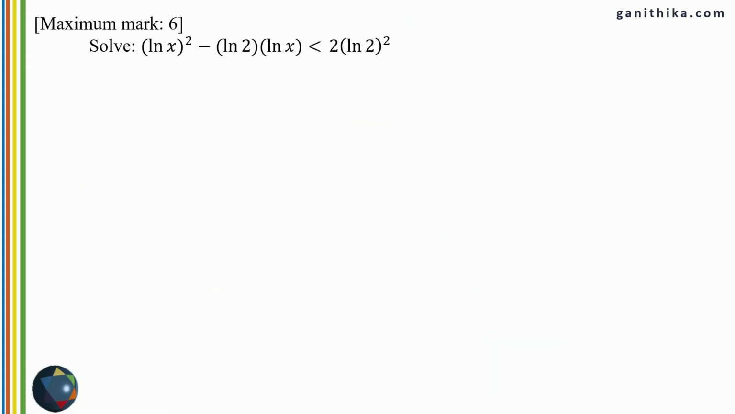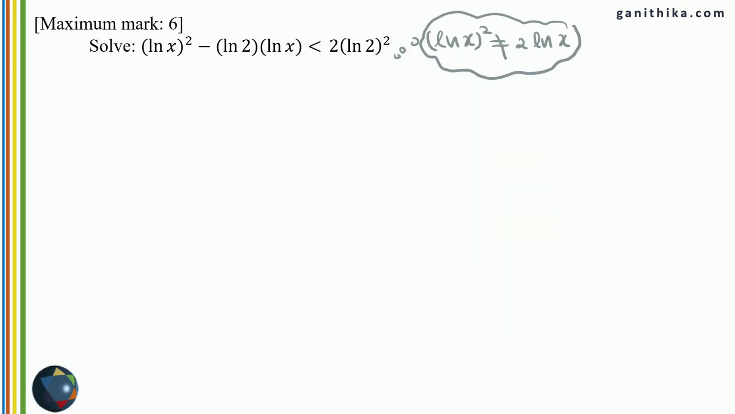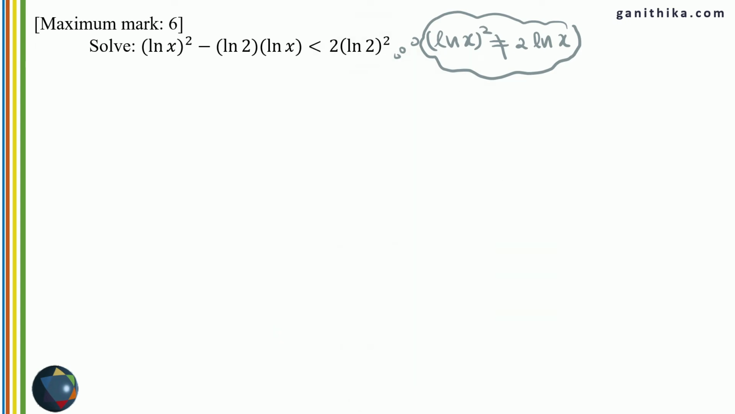Solve ln x the whole square. Be careful. Ln x the whole square is not equal to 2 ln x, because it's the whole square for all of them together, ln x. It's not ln of x square. The square is for ln x as such. So ln x the whole square minus ln 2 times ln x is less than 2 ln 2 whole square.